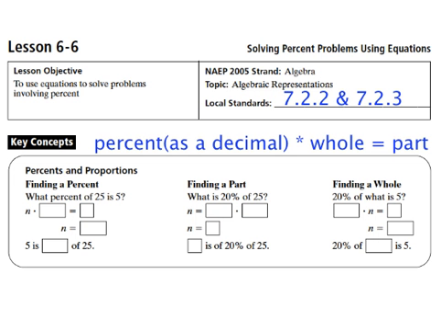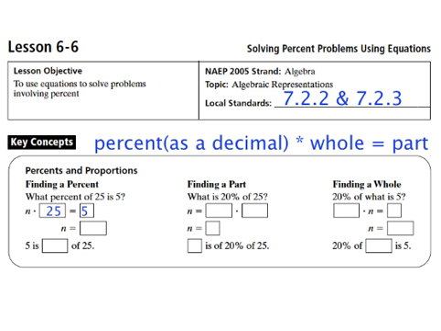Let's take a look at this first example, finding a percent. What percent of 25 is 5? Well, we don't know the percent, so that's our variable. We're going to take that times our whole. Our whole follows of, so that would be 25, and the part is a 5. That's what we have left over.